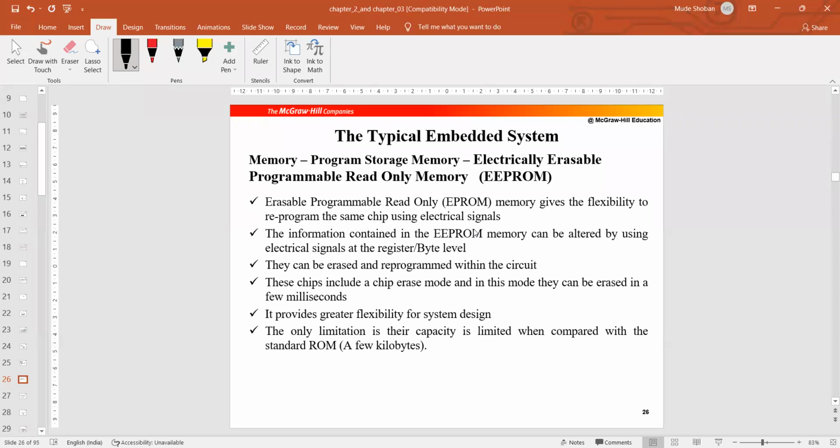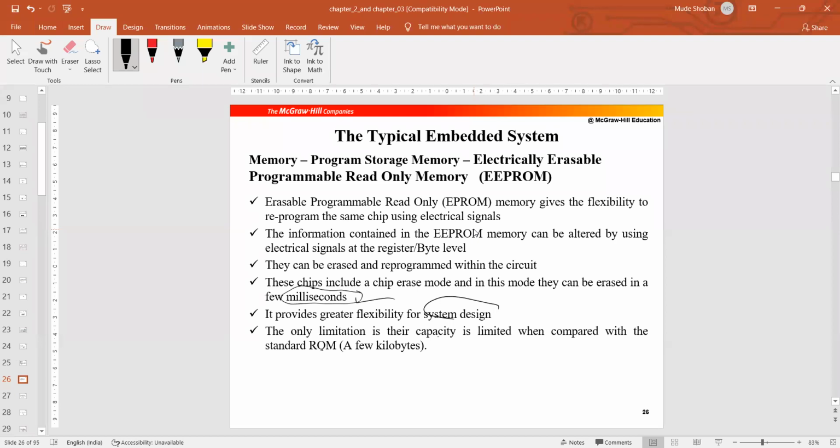See, the only limitation is that capacity is limited when compared with the standard ROM. It provides greater flexibility for system design. These chips include a chip erase mode, and in this mode, they can be erased in milliseconds. Please notice this point. EPROM takes 20 to 30 minutes to erase, but once the electrical feature is added, the content of the memory chip, whether it is KB, MB, gigabyte or terabyte, takes only milliseconds to erase, right?